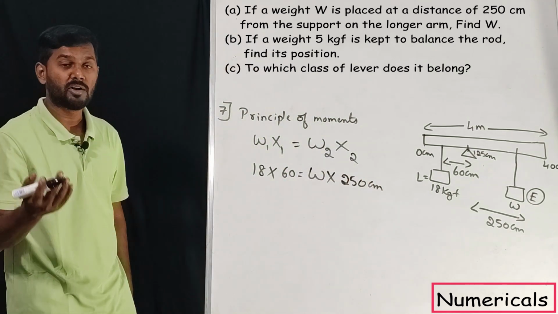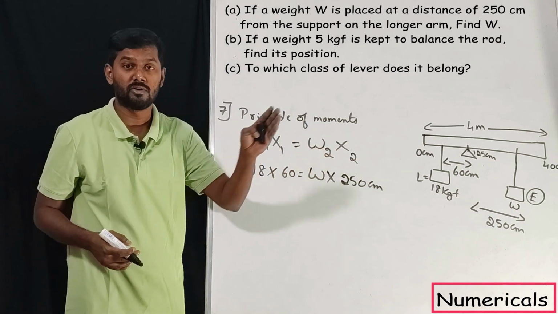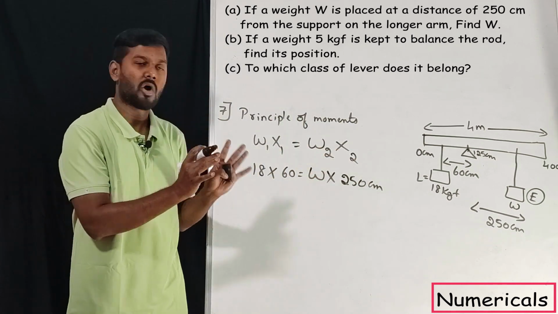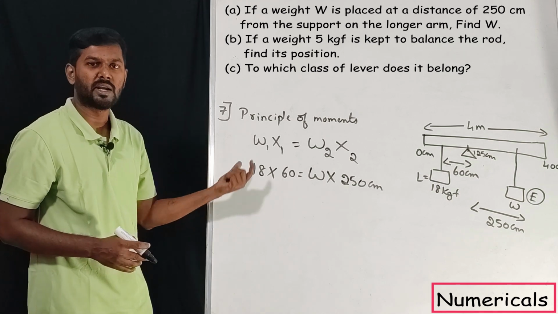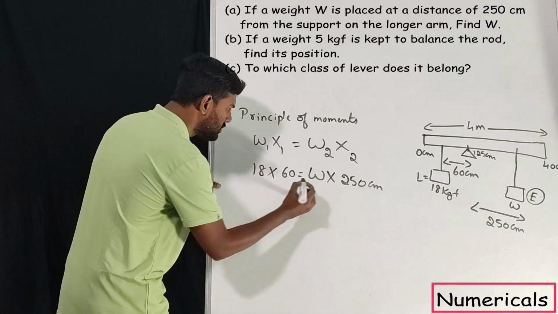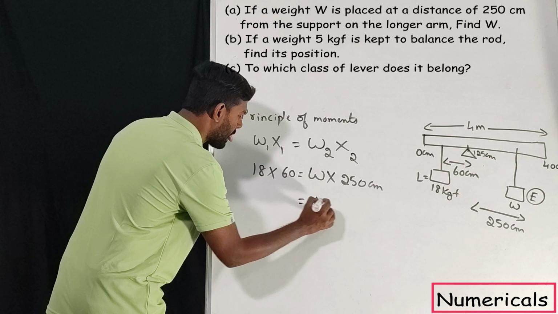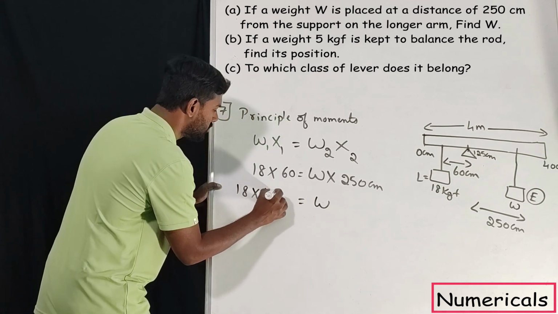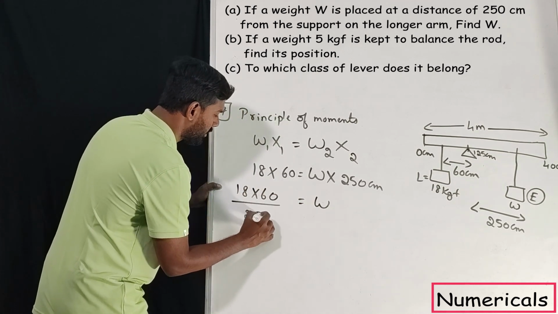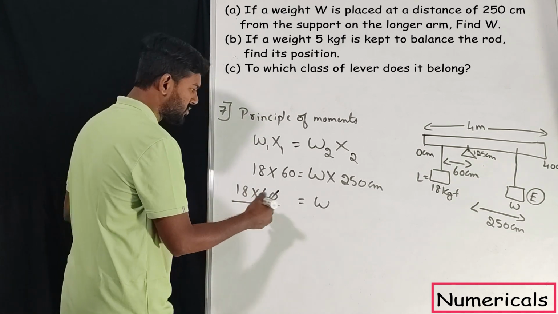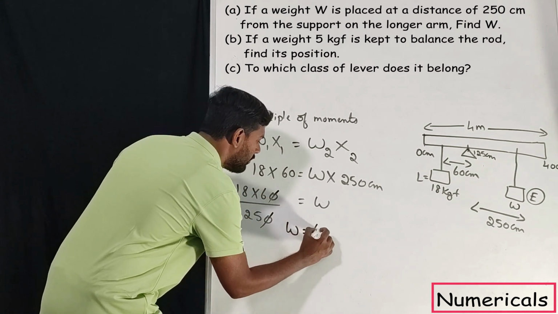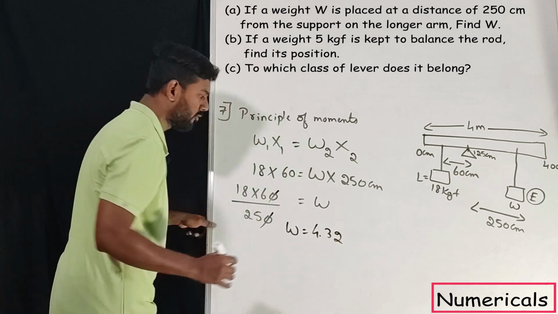See, in different questions they may confuse you with different words, but you need to understand the concept. If you understand the concept, then writing the values and getting the answer, that's it. So to find W, it will be 18 into 60 by 250. Okay, 0 and 0 get cancelled. So once you solve this one, W will be 4.32.